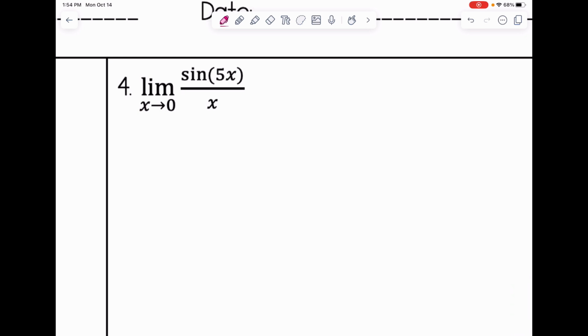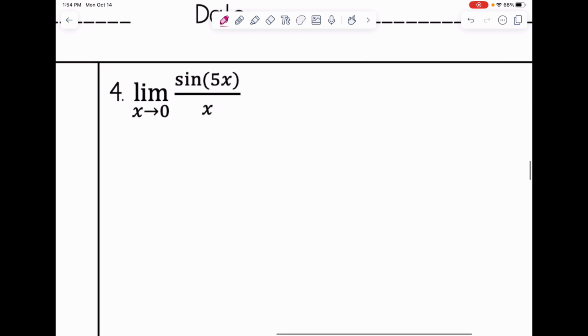Number 4. The limit as x approaches 0 of sine of 5x over x. We'll get 0 over 0, the indeterminate form. So let's take the derivatives of the numerator and denominator. So that would be 5 sine, when I take the derivative here.